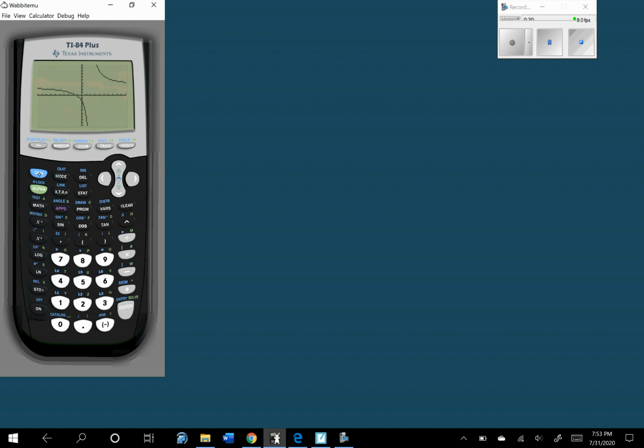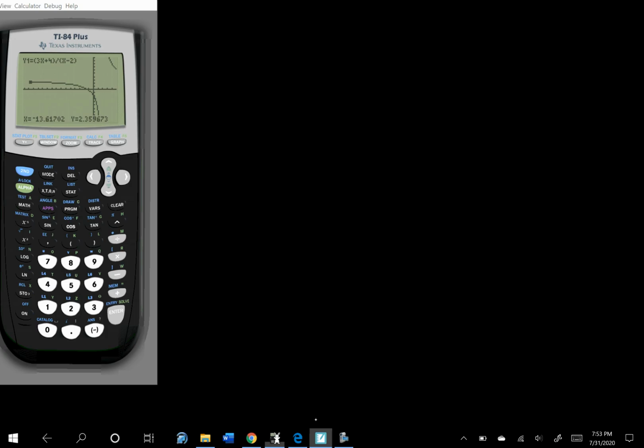So if I hit trace and maybe do the negative direction first, if I keep going to the left or towards negative infinity for x, notice that your y values are going to get closer and closer to 3, but they're not actually going to reach 3. If I kept doing this, it would just get closer and closer each time. And so that is, again, what the end behavior is, what happens in the long run to the ends of our graph, which is why it's called end behavior.